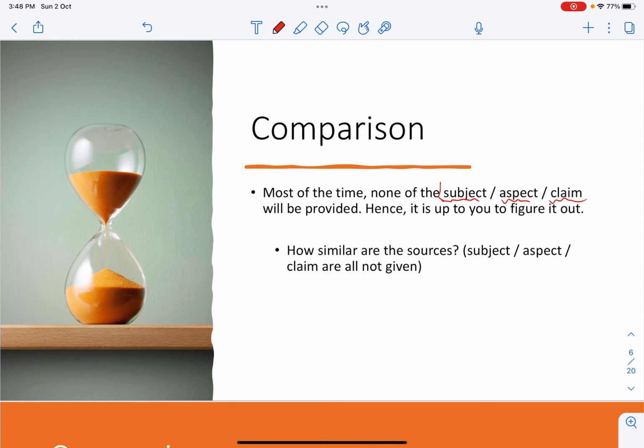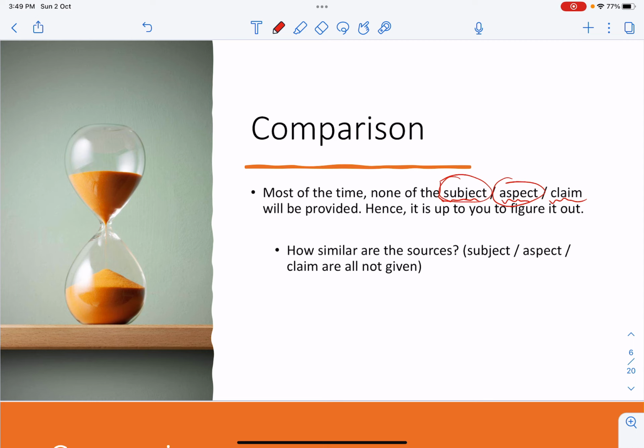So you have to read both sources first. Read both the sources first. Pick out a similar subject that you can find. Okay, regardless whether you're doing difference or similarity, find a common subject that both sources are referring to. Then after that, find a common aspect that both sources are referring to.